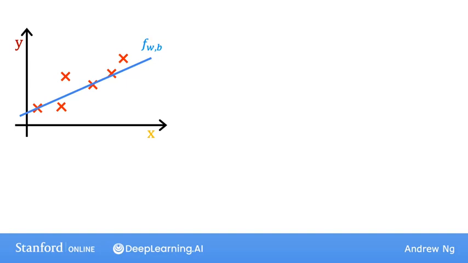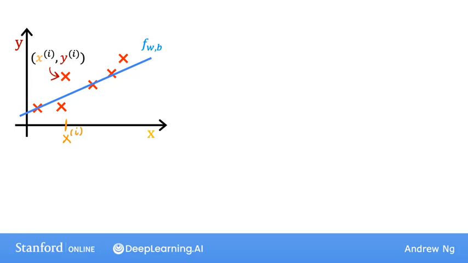And just to remind you of some notation, a training example like this point here is defined by x superscript i, y superscript i, where y is the target.